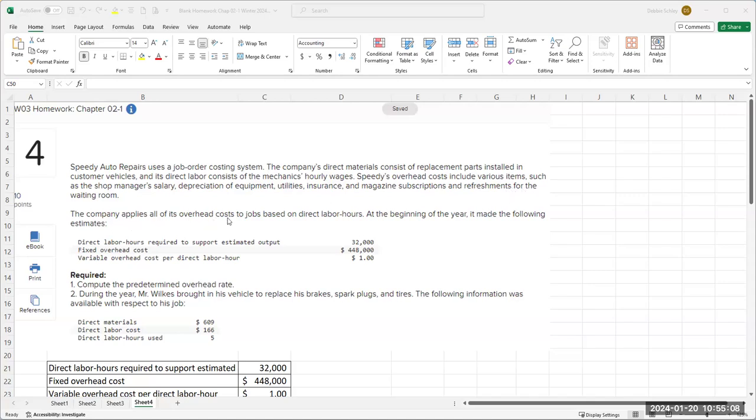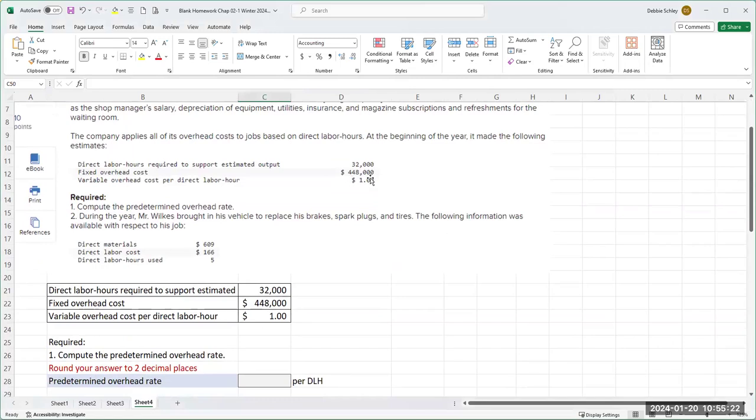The company applies all of its overhead costs to jobs based on direct labor hours. So there's my allocation base. At the beginning of the year, it made the following estimates. So they give me these estimates for direct labor hours required to support the estimated output. So there's my estimated direct labor hours, my fixed overhead costs, and my variable per direct labor hour cost. So I put those all down here. So again, we're going to compute the predetermined overhead rate.